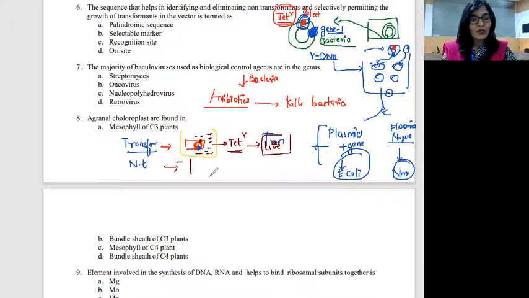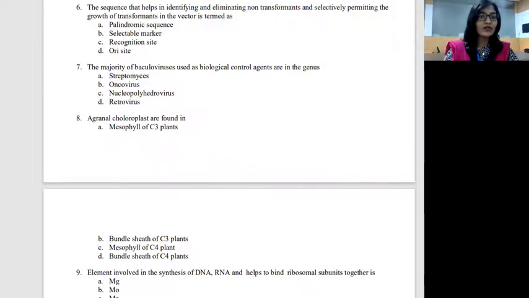Suppose there is another scenario where the tetracycline antibiotic is given and the E. coli are grown, but here there is no plasmid, so no selectable marker, no tetracycline resistant gene, so the bacteria will be killed. They die, they are non-transformed. So the selectable marker is the one which distinguishes between the transformants and the non-transformants.